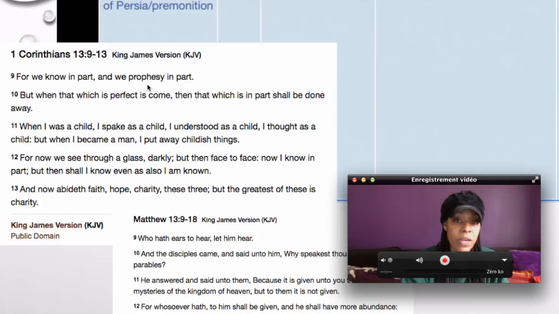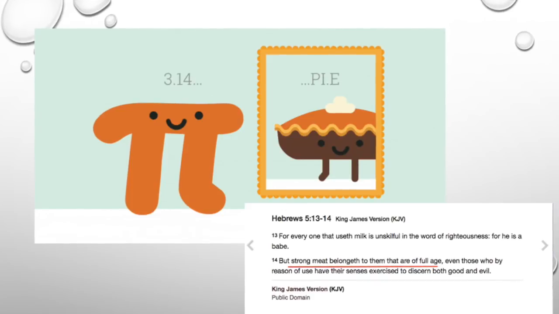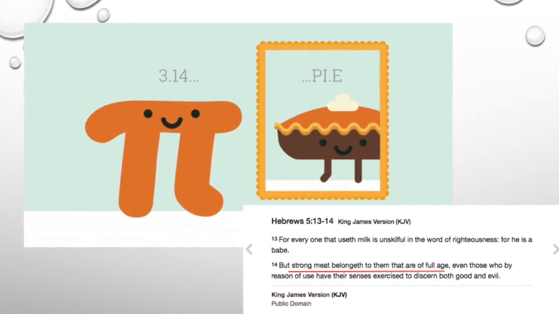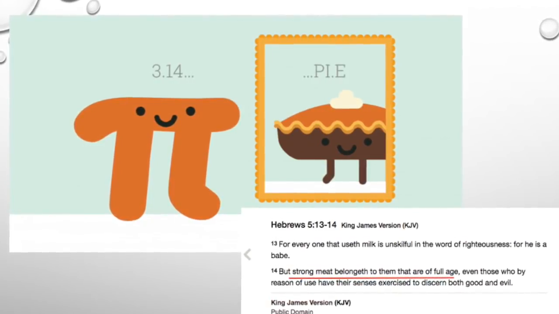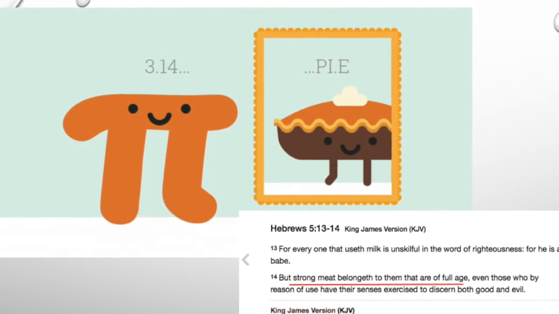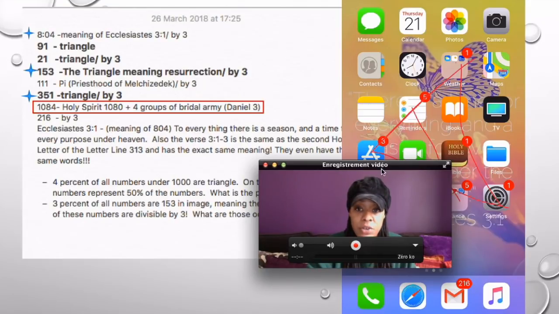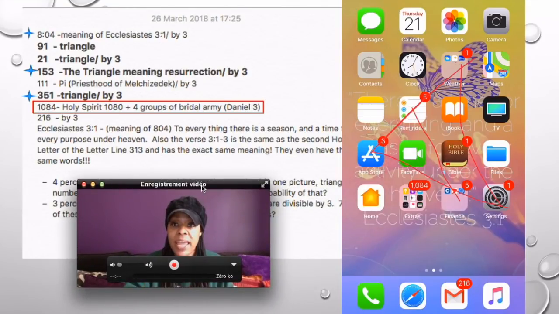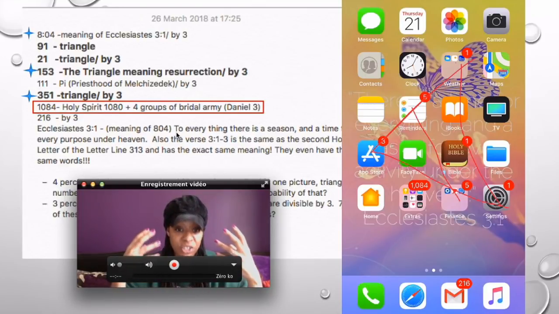So the most important part here being the same message that we're receiving right now, that it is time to grow up. We are no longer understanding things as children. We are now having spiritual meat for spiritual maturity for the 5 groups of the bridal army. Okay, so here we are at the end. And so if you guys have understood what I've talked about over the past couple of videos, then you're ready. We talked about 804, we talked about 153, we talked about 351, we talked about 666. And now we're going to talk about the 5 groups of the bridal army and the Holy Spirit, which is 1081. And now you should have everything you need to be able to understand this, okay?